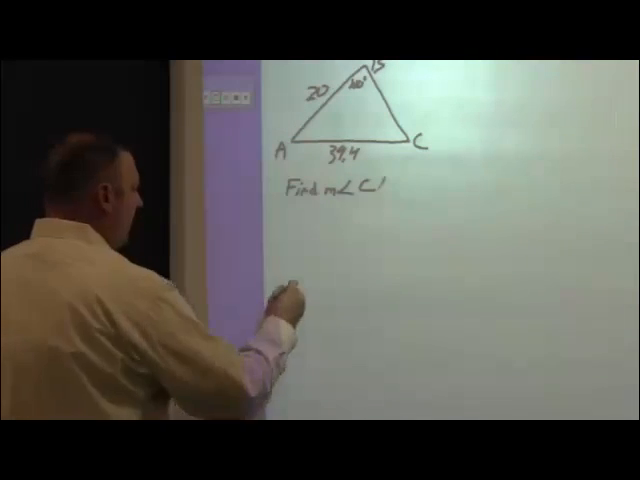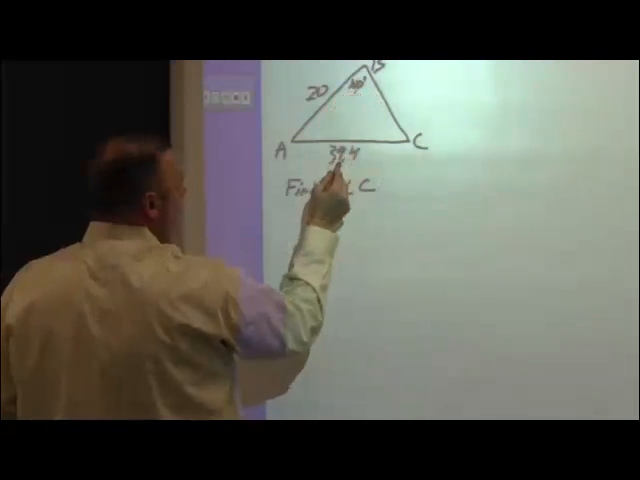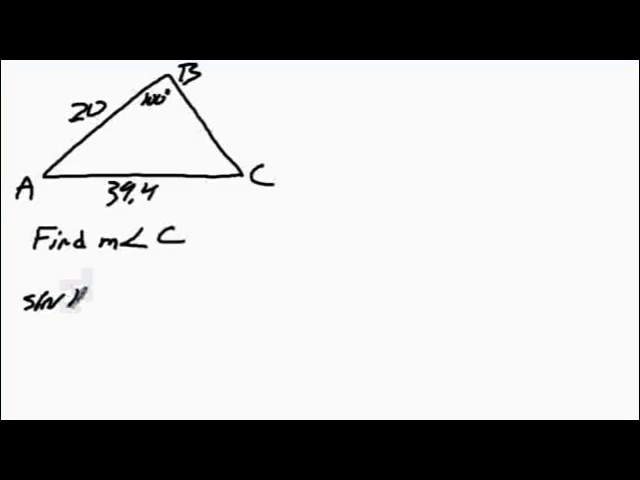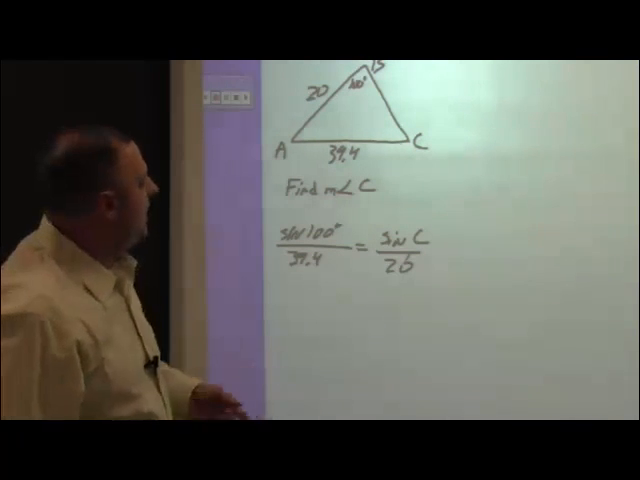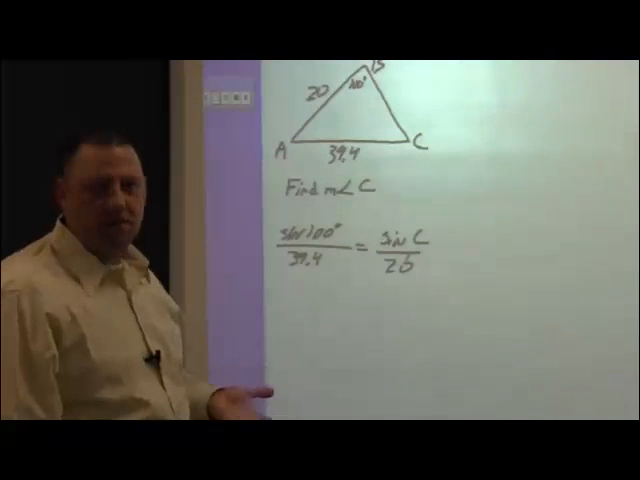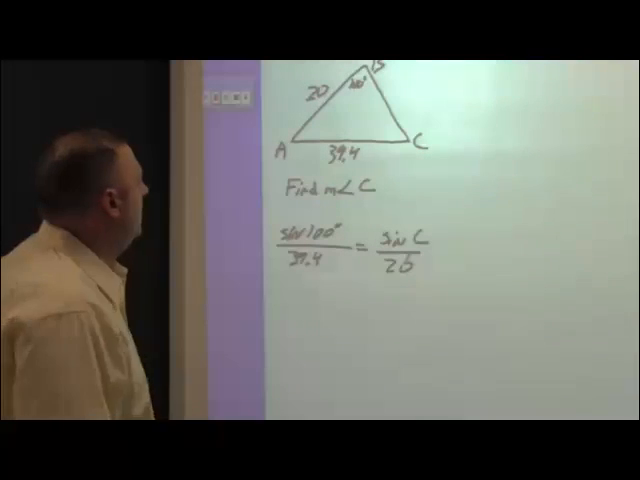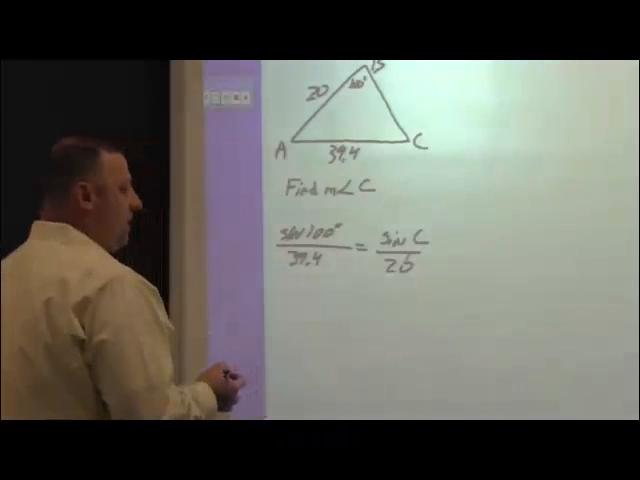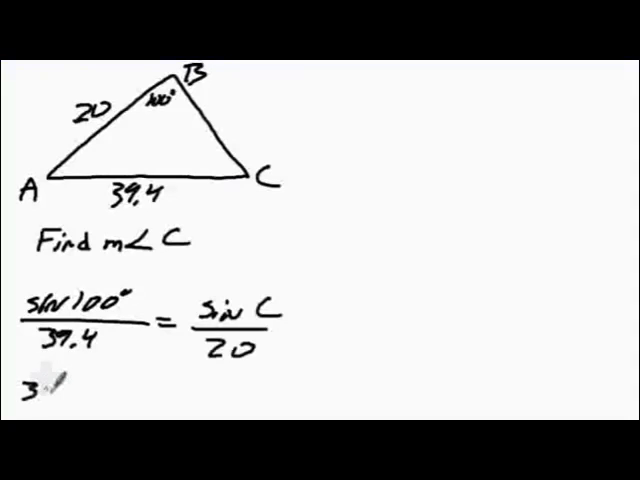Well, you're going to take the relationship of the angle measure given and the side opposite. So it's going to be sine of 100 degrees over 39.4 is equal to the sine of C over 20. Notice again, you were given an angle measure and the side opposite. That's when you're going to know you can use law of sines. So, again, we're going to cross multiply. So we're going to get 39.4 times the sine of C is equal to 20 times the sine of 100 degrees.